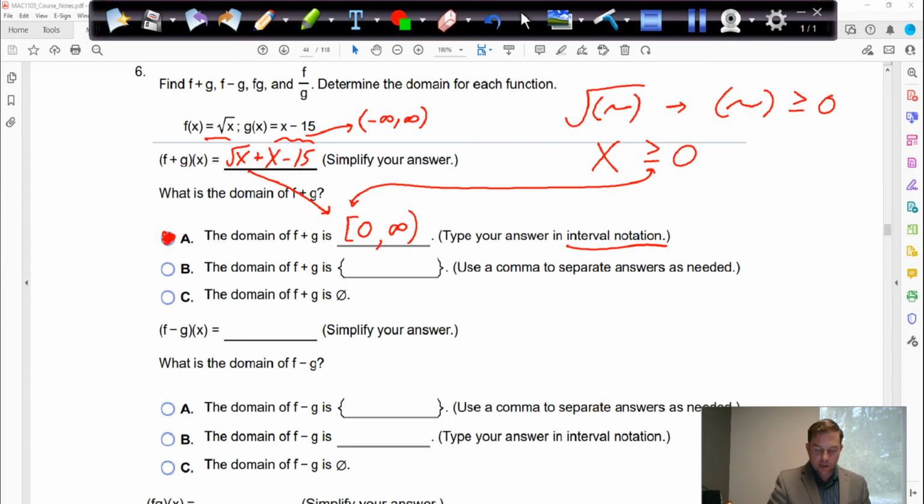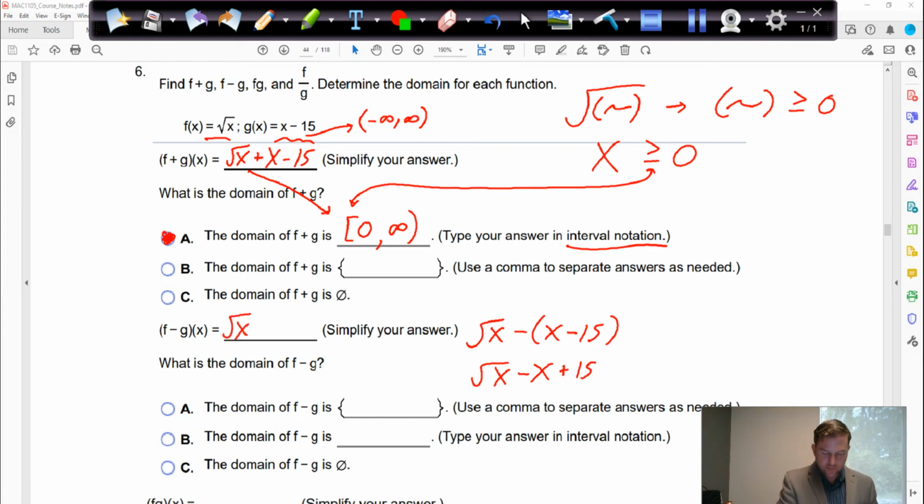Okay, now when I subtract f and g, I would have f, which is square root of x, minus g. Let's write this in parentheses, x minus 15, because that negative is going to distribute and make this 15 positive. So it's pretty similar. And I can use the same argument because this minus x and this 15 have no restricted values, only the square root does. The answer is just like before. We just have to make sure x is 0 or any other positive number.